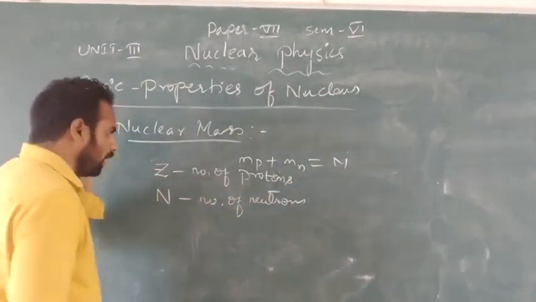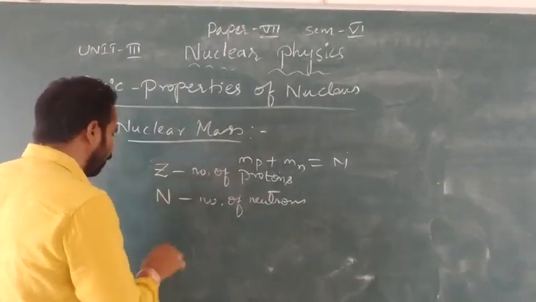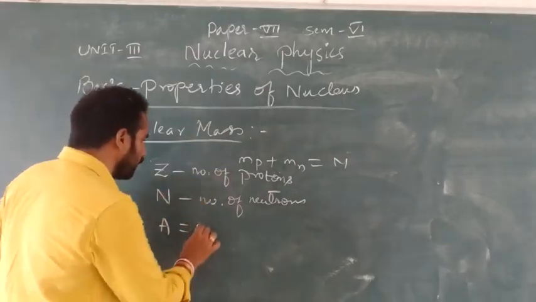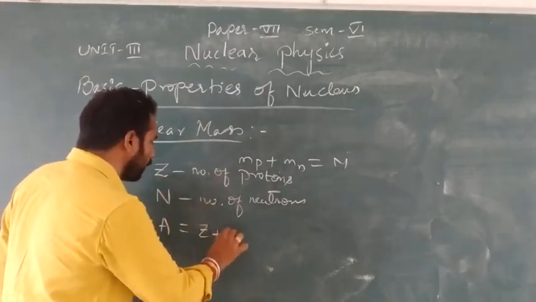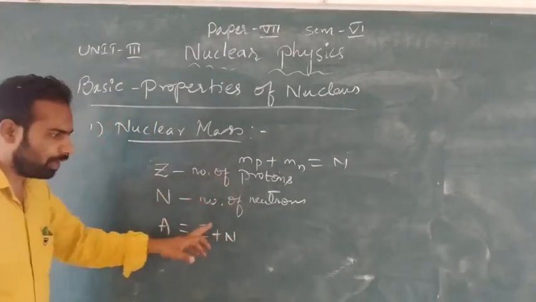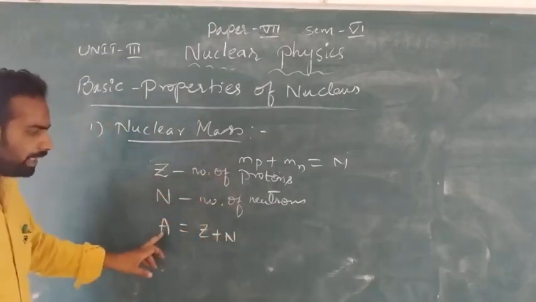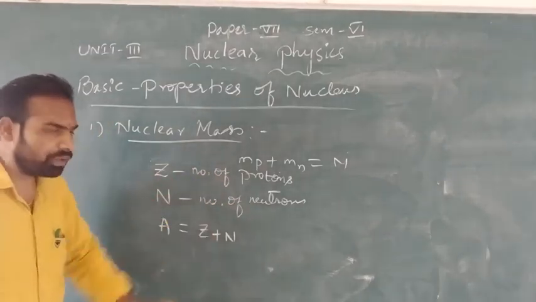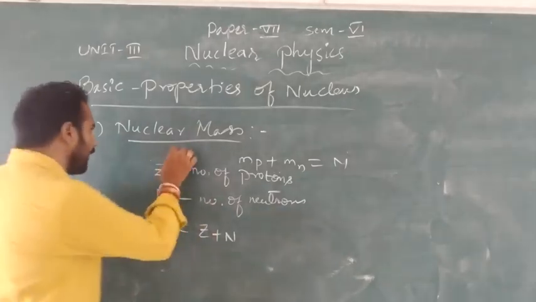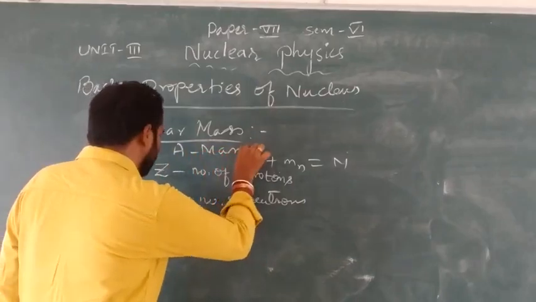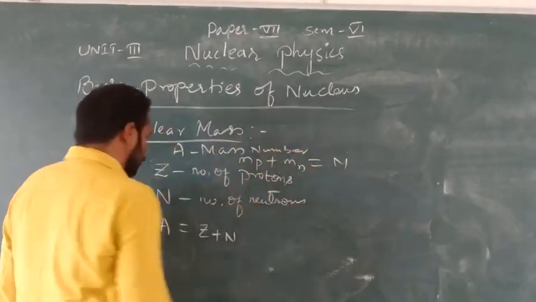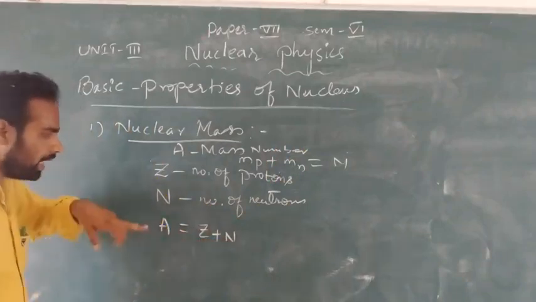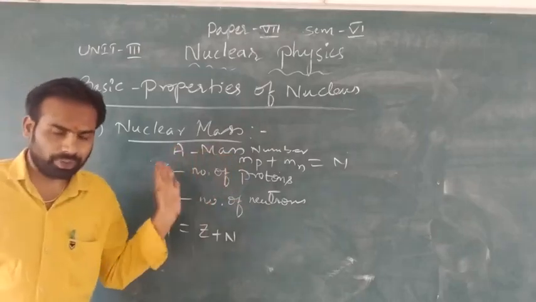Now, mass number: the total number of protons plus the number of neutrons will give the mass number, represented by capital A. So capital A is equal to the number of protons plus the number of neutrons. This is called the mass number, and we have to remember this. These are the basic things. Z is the number of protons, N is the number of neutrons, and A is the total number of neutrons and protons.